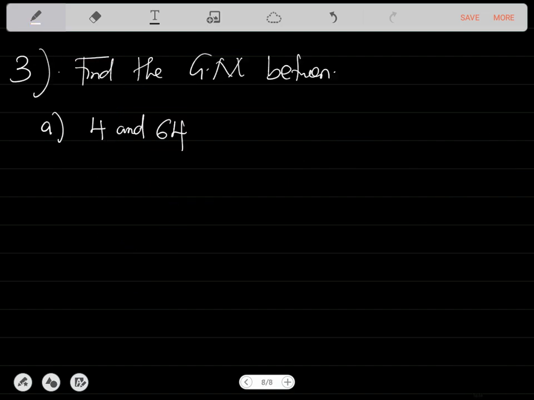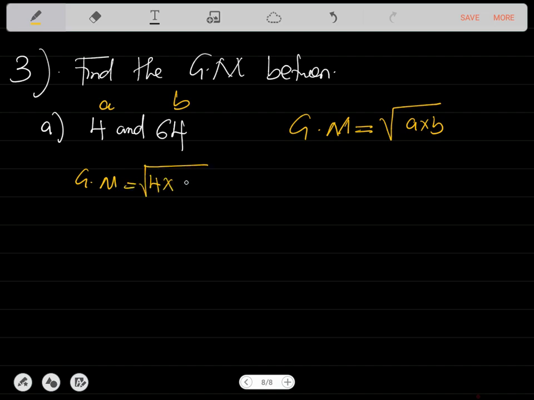Find the GM between 4 and 64. When we say GM, we mean geometric mean. All right, so keep in mind that the geometric mean is given by the square root of a times b, where a and b are the terms that we are seeing here. So for this one, GM is equal to the square root of 4 times 64. Of course here we know the square root of 4 is 2, but the square root of 64 is 8. So this gives us 16 as the geometric mean.